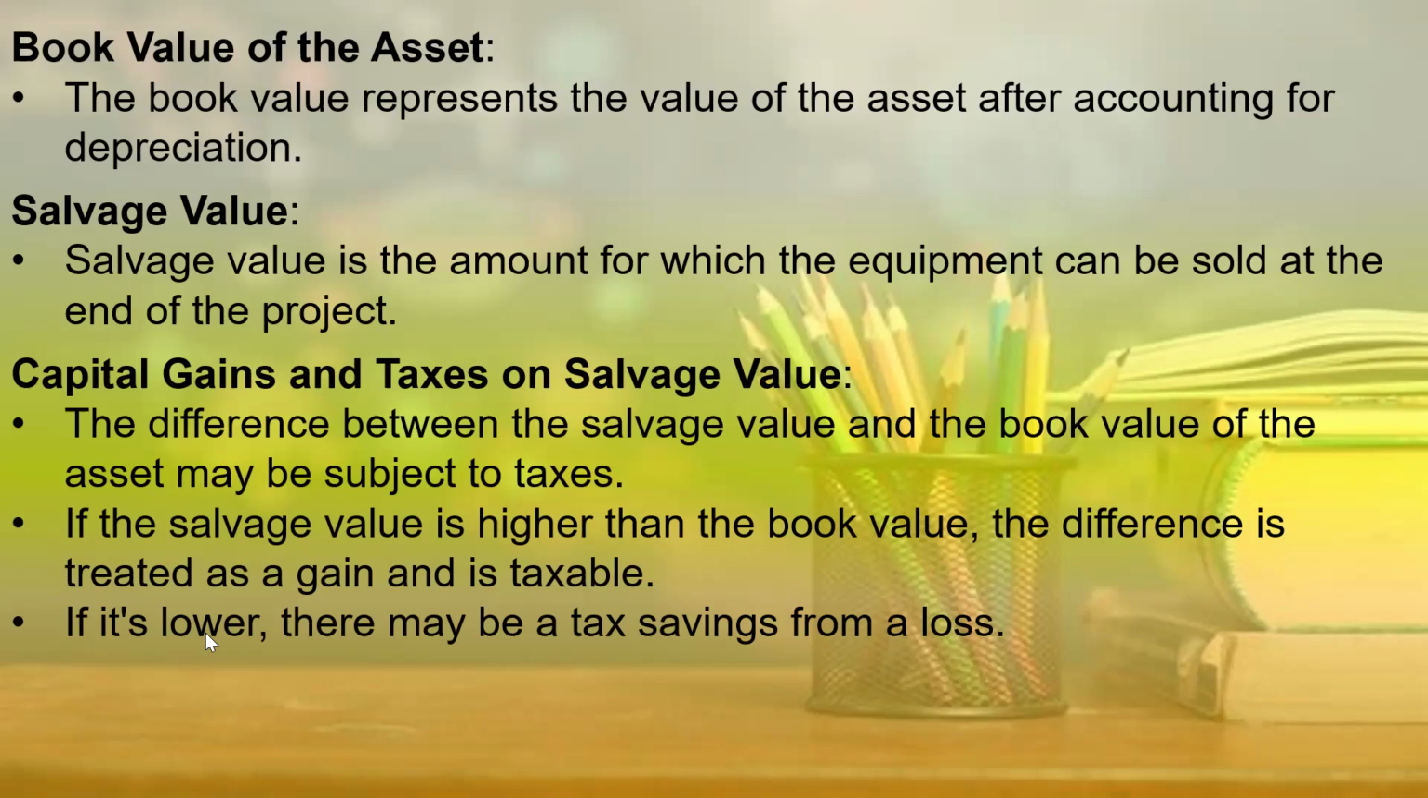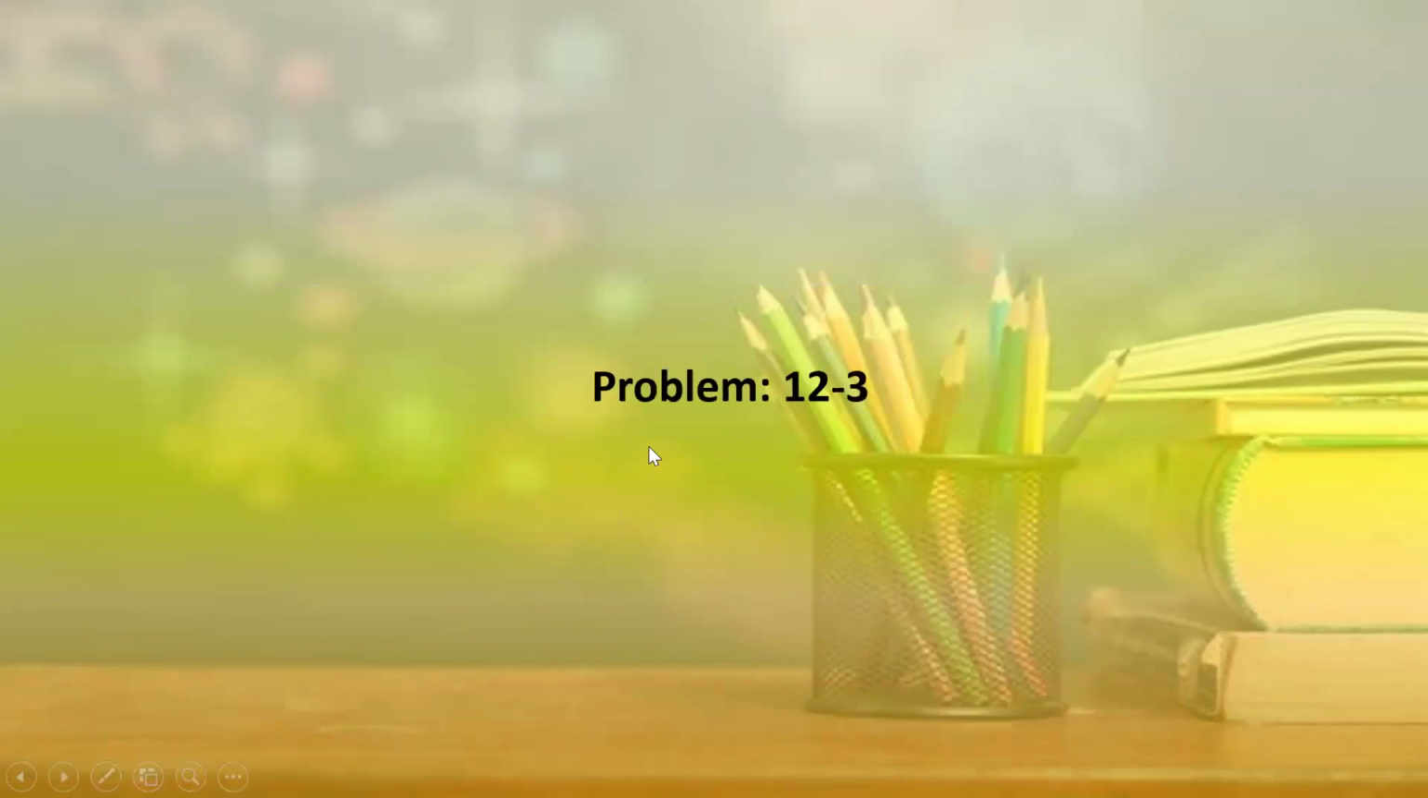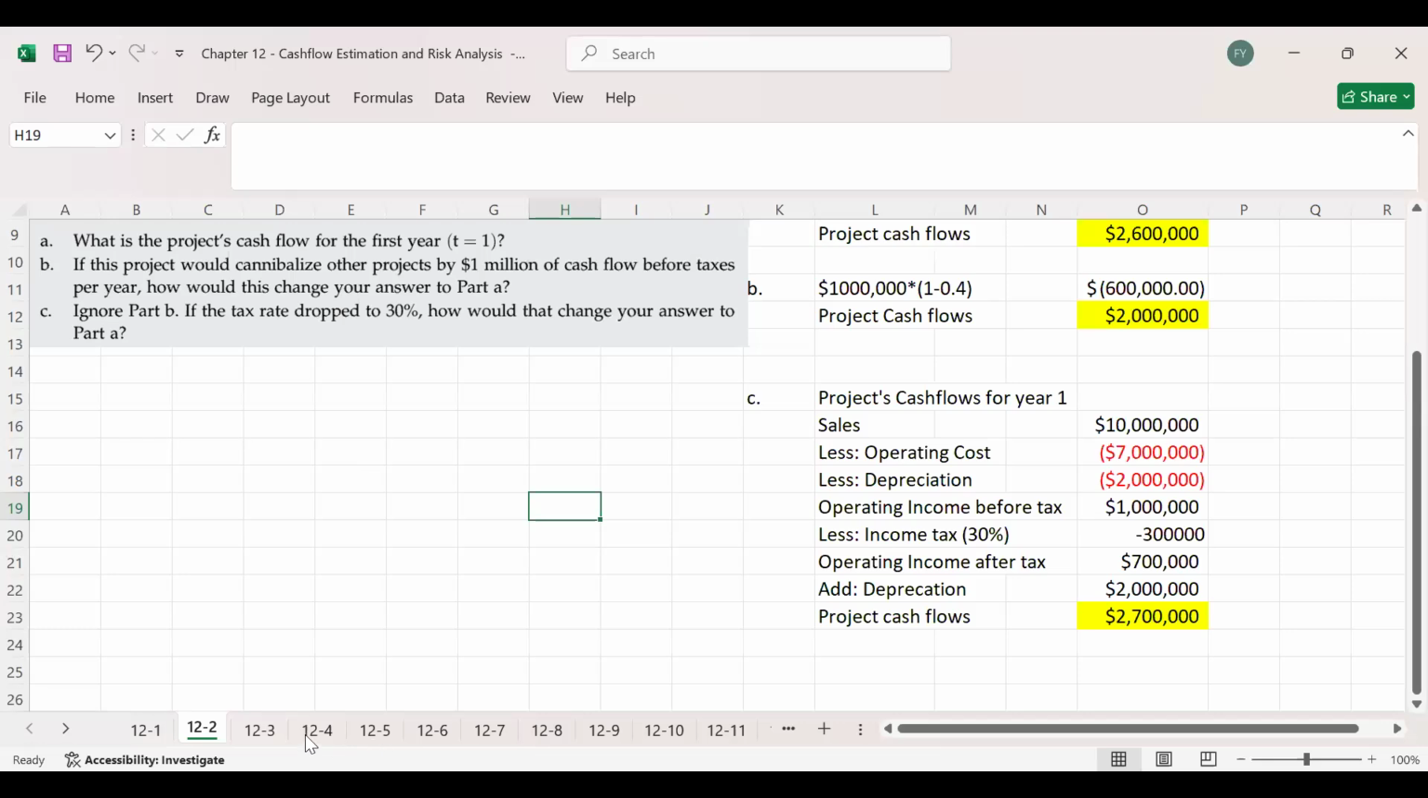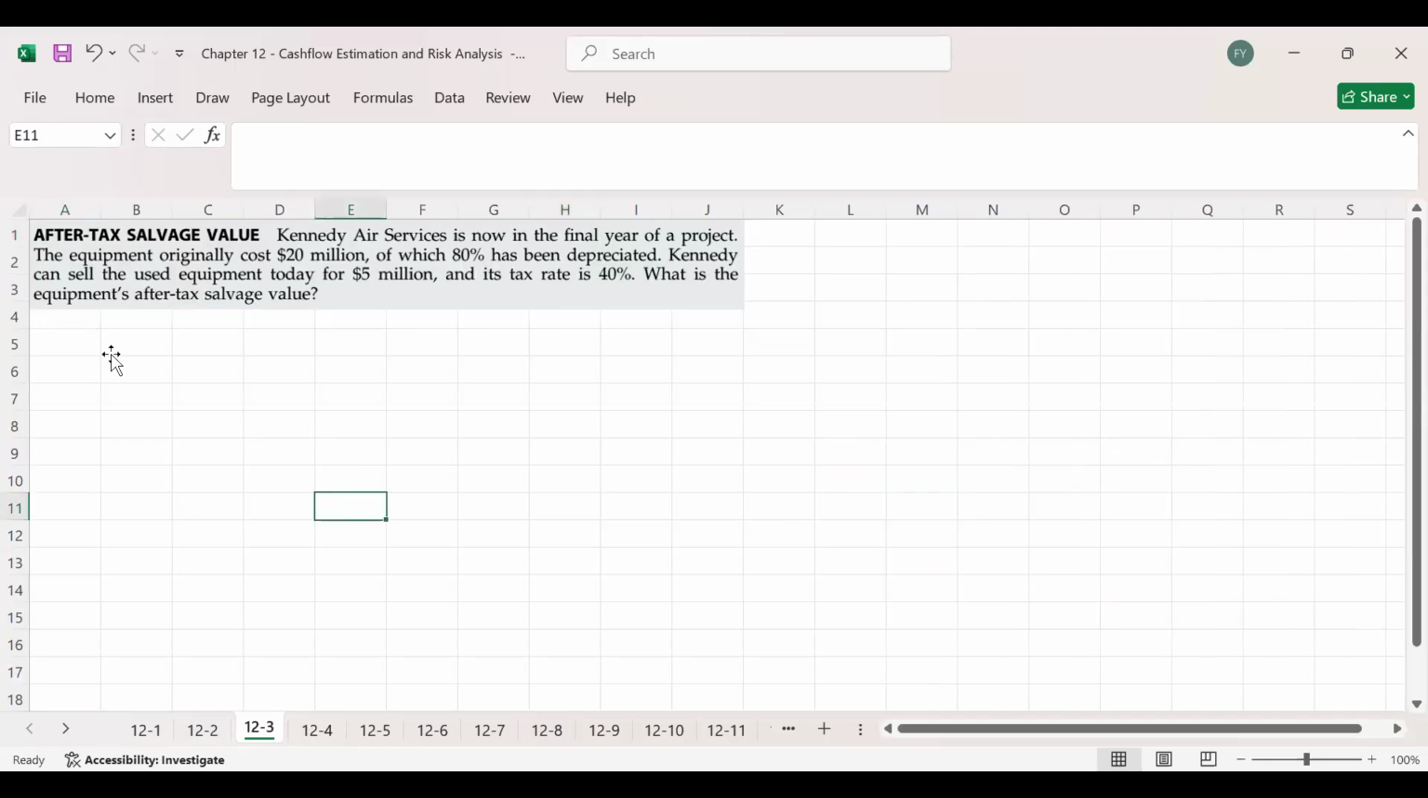So we will discuss this concept while calculating the next problem, which is 12.3. I'm sharing it with you here. 12.3 is related to the after tax salvage value. The company is now in the final year of the project. The project is going to be concluded.